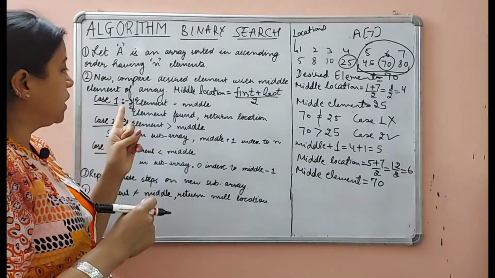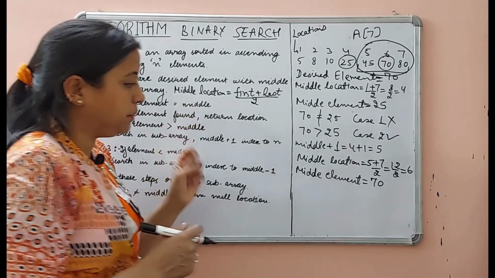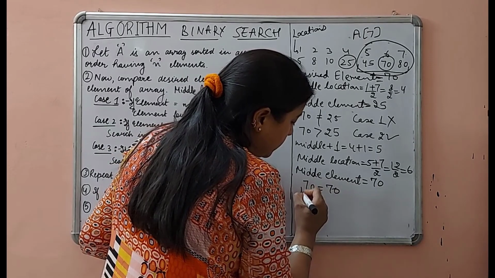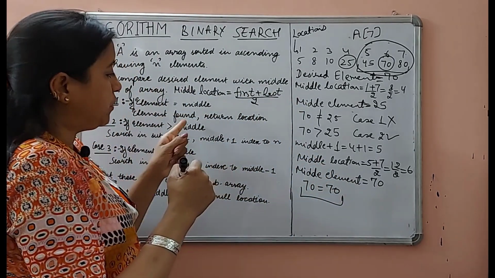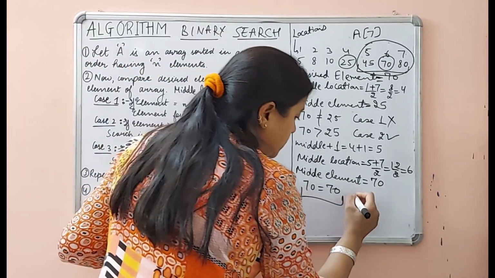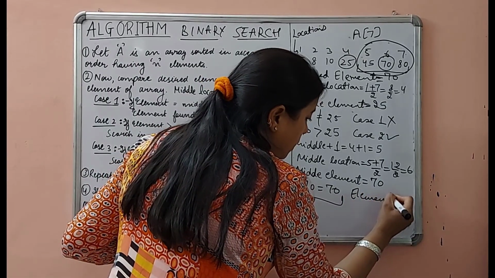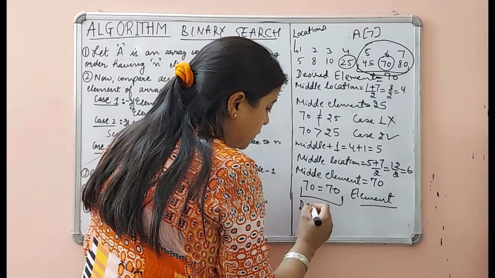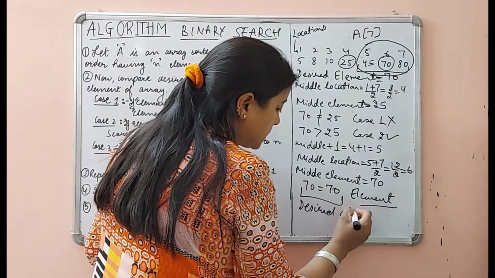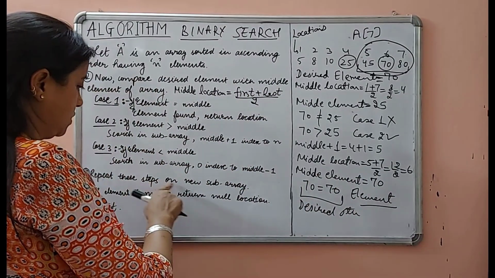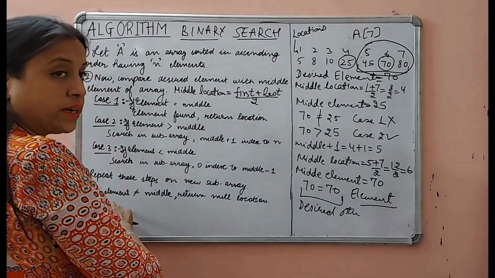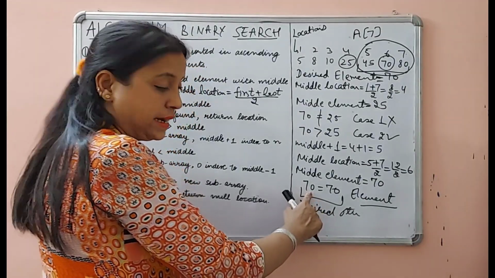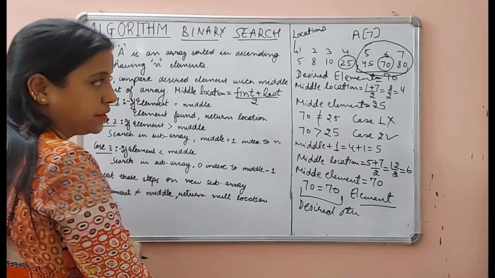Now case 1. If the desired element is equal to the middle element: the desired element was 70, the middle element is equal to 70. Element found, so search is successful. Return location. Location is 6th. It means the desired element is found at the 6th location. So now we will move to step 4. If the element is not equal to the middle, but we have found our desired element, last is the exit.